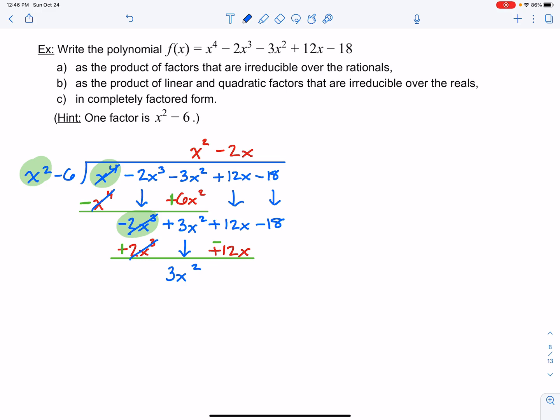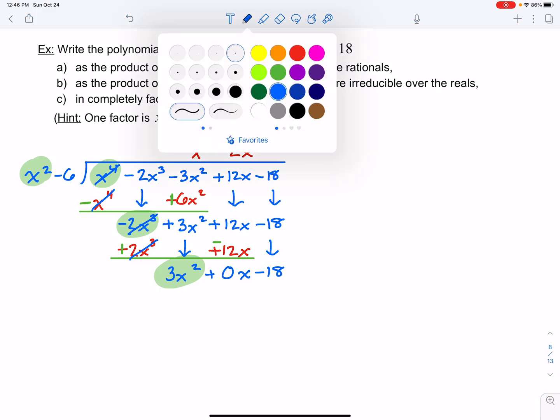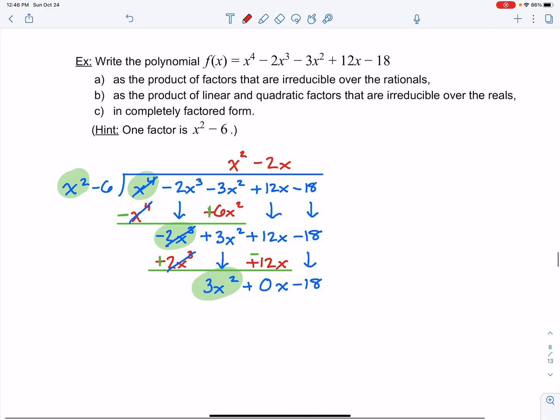12x minus 12x adds up to 0, so I'm going to put in that placeholder of 0x since I'm not done dividing. And then my negative 18 I haven't done anything with, so it still just comes straight down. I do the same thing again, look at the first term here and the first term in my divisor. To make x squared look like 3x squared, I just need to multiply by a positive 3.